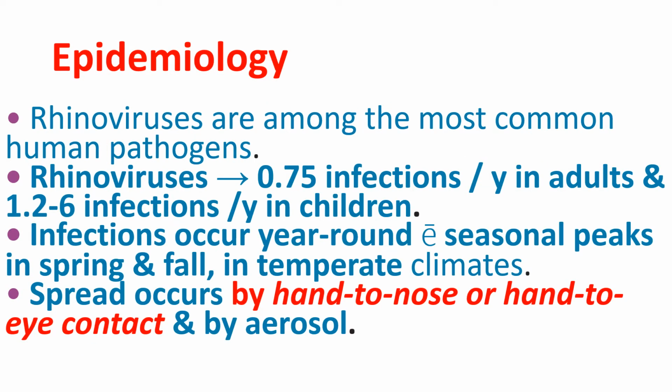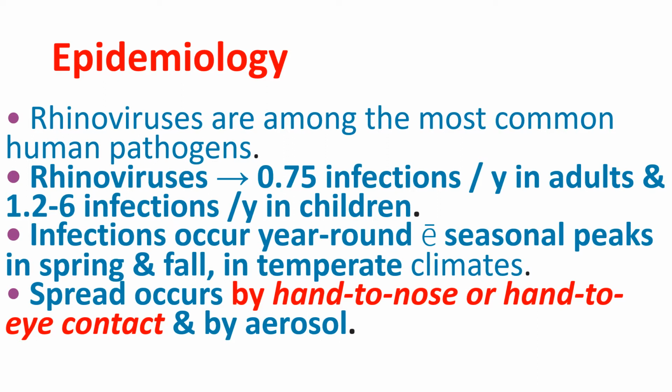Epidemiology. Rhinoviruses are among the most common human pathogens. Rhinoviruses lead to 0.75 infections per year in adults and about 6 infections per year in children. Infections occur year-round with seasonal peaks in spring and fall in temperate climates.